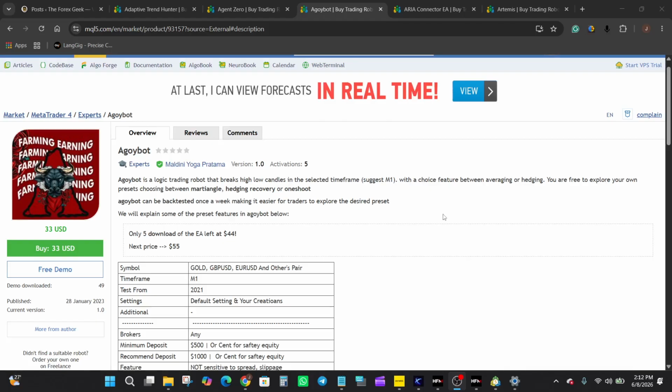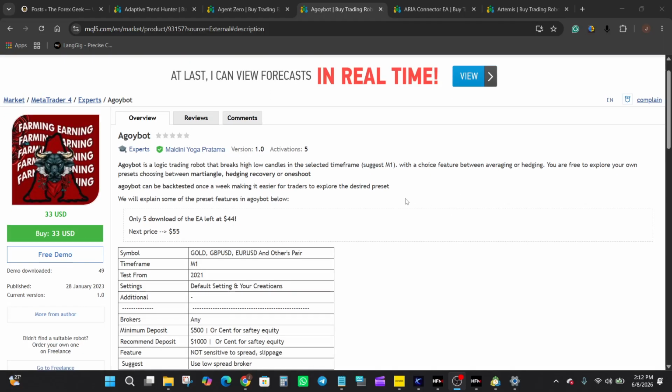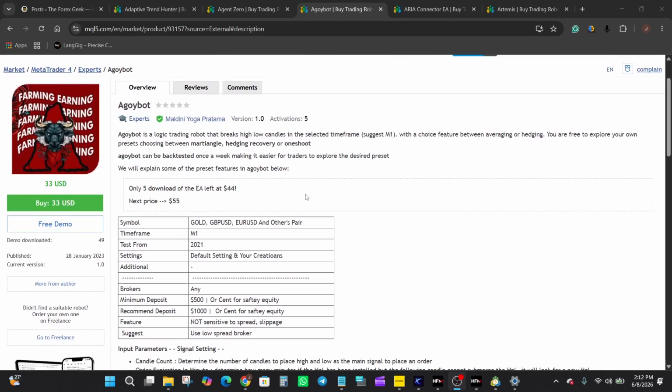So in this video, I am reviewing the Agoybot EA on MT4, and I'll be going through how it is presented on the MQL5 Marketplace, what the developer claims it does, and then I'll take a look at the backtesting results to understand its overall behavior.